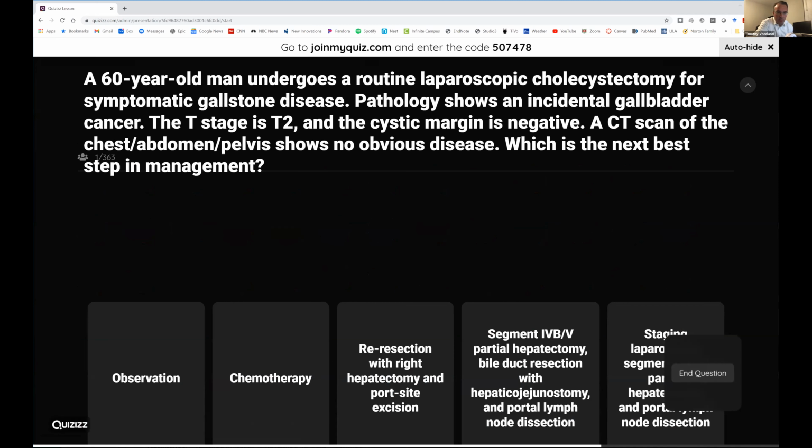All right, a 60-year-old man undergoes routine laparoscopic cholecystectomy for symptomatic gallstone disease. Pathology shows an incidental gallbladder cancer. T stage is T2 and the cystic duct margin is negative. A CT scan shows no obvious disease. Next step in management is observation, chemotherapy, re-resection with right hepatectomy and port site excision, segment 4B5 partial hepatectomy with bile duct resection, with hepatico-jejunostomy and portal lymph node resection, or staging laparoscopy, segment, sorry, my screen is cut off, segment 4B5 partial hepatectomy and portal lymph node dissection.